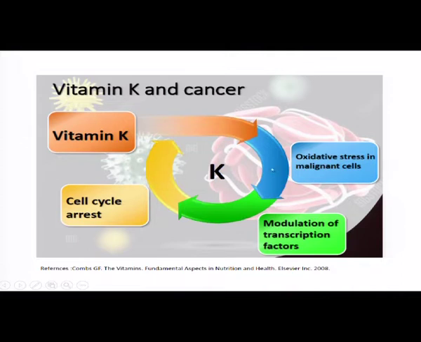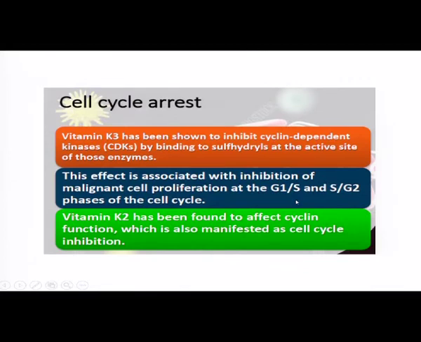What are the two major events? This is the region we call the synthetic phase, where all the raw material needed for the cell cycle would be made, and the M phase, where the cells are actively dividing. Now, between the S phase and the M phase you have G naught and G1. So, where is vitamin K playing a role? Vitamin K is playing a role at G1/S and S/G2.